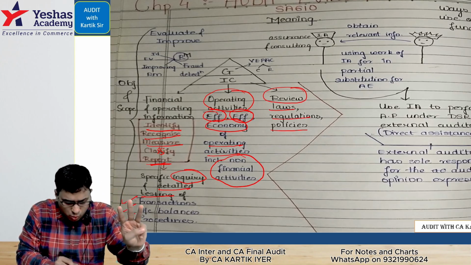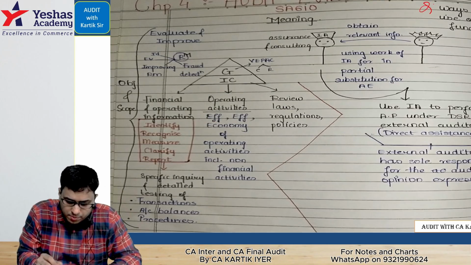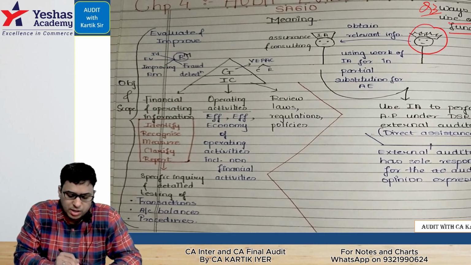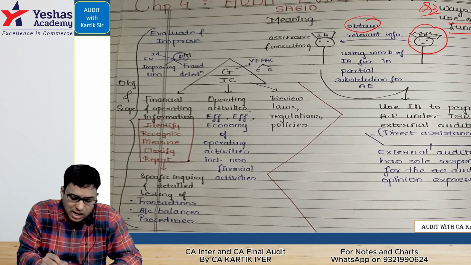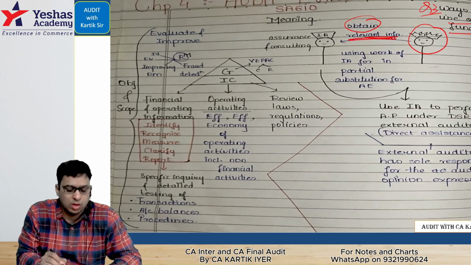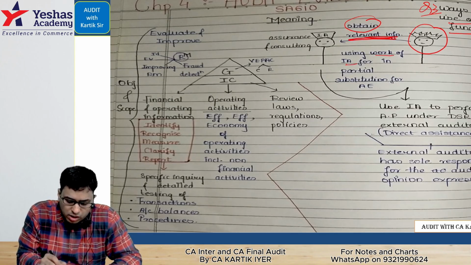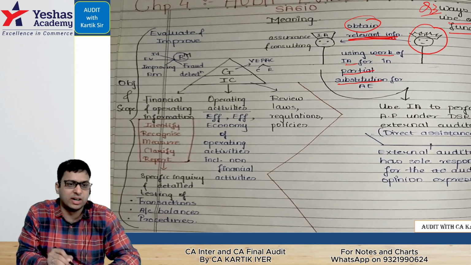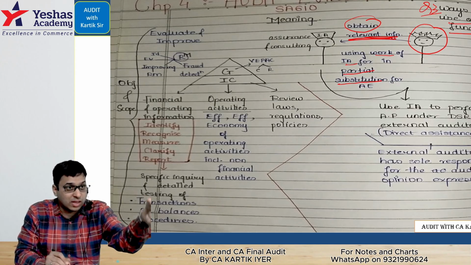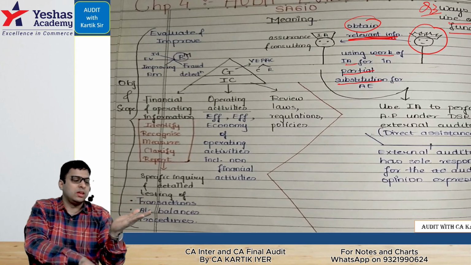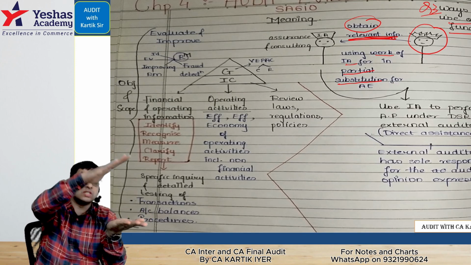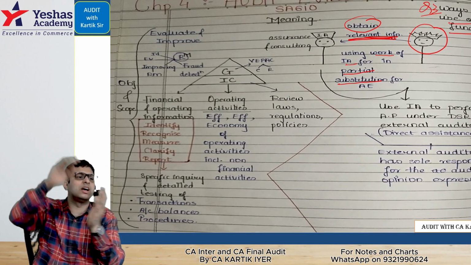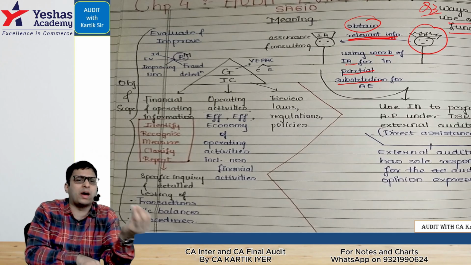Question number 3 now. Ways to make the use of the internal audit function by the external auditor. How will the auditor make use of it? Very simple. Obtain the relevant information using the work of internal auditor for partial substitution of audit evidence. If he has done good work, I can see whether he has done good work or not, and I will not do the work. I will use his work so that I can go further ahead to reach the R level. That is called partial substitution.